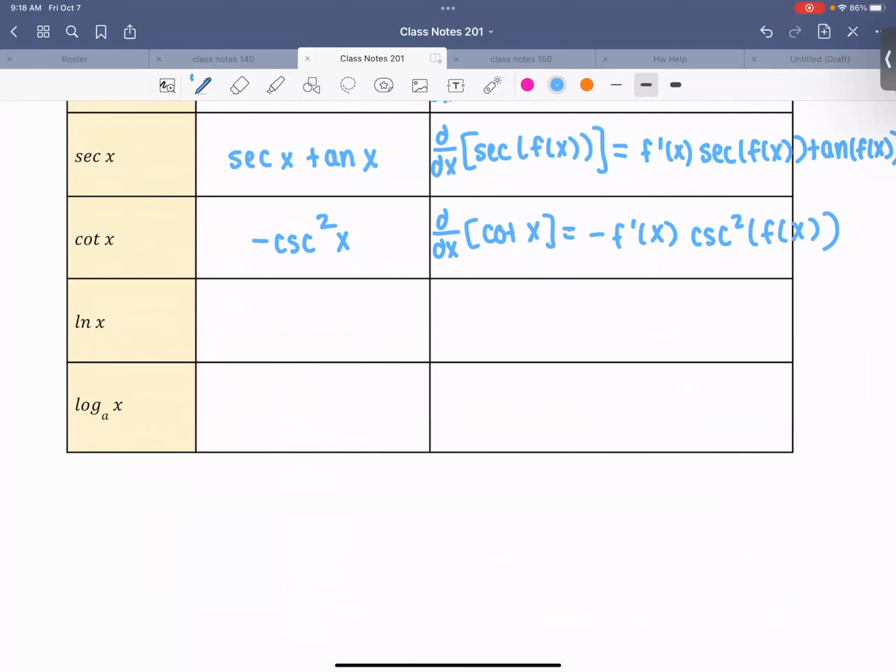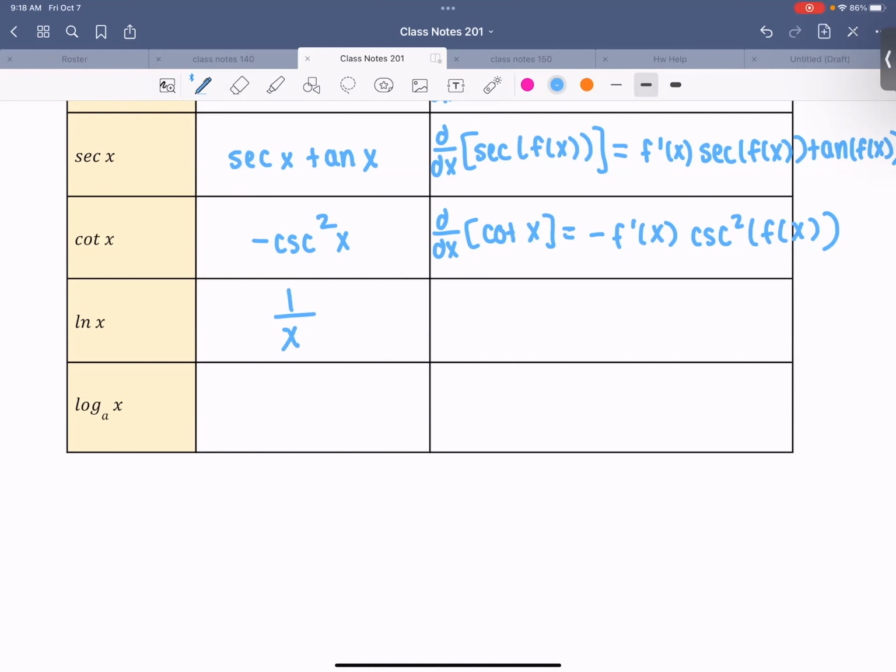The natural log of x. We haven't talked about the derivative of this, and it's 1 over x, good. It's kind of my fault that I haven't told you about this. I meant to put this in a note packet before and I just forgot. But yes, the derivative of the natural log is 1 over x.